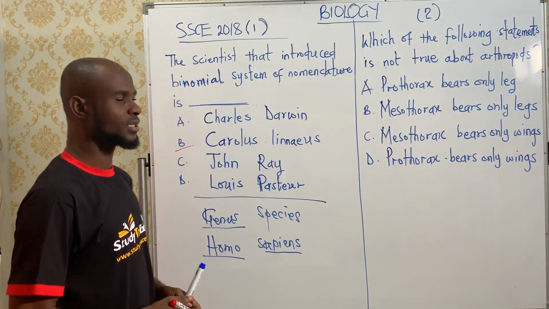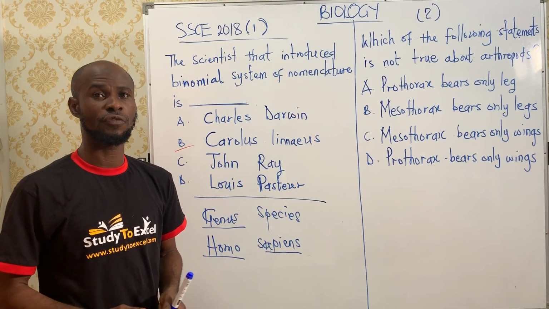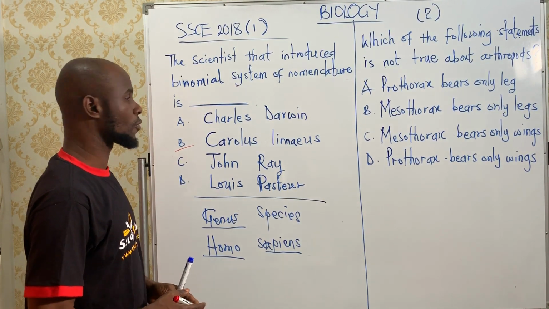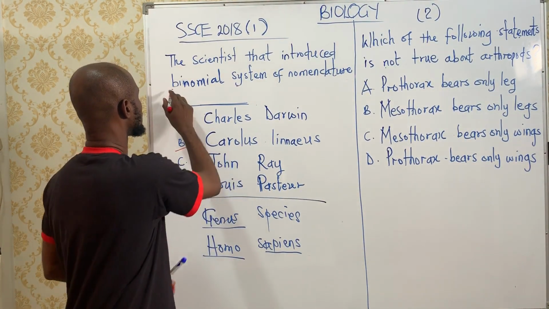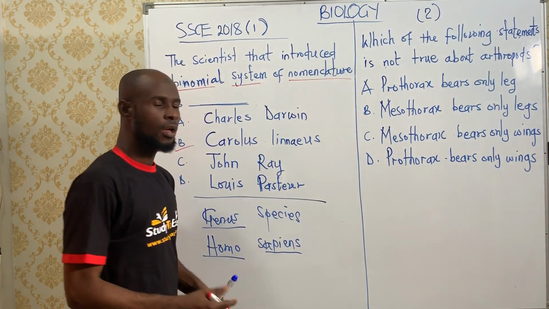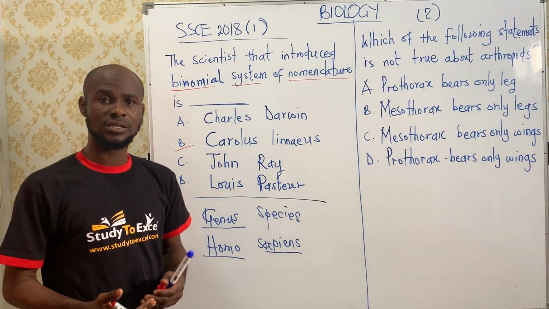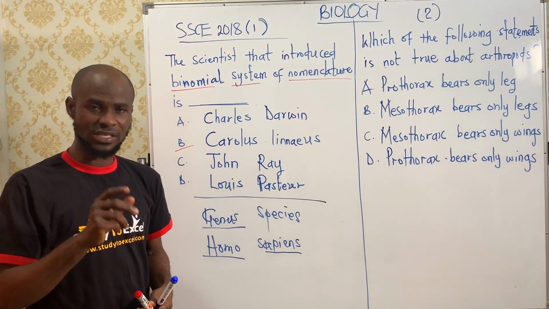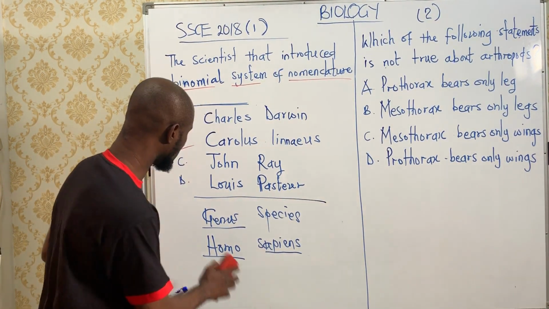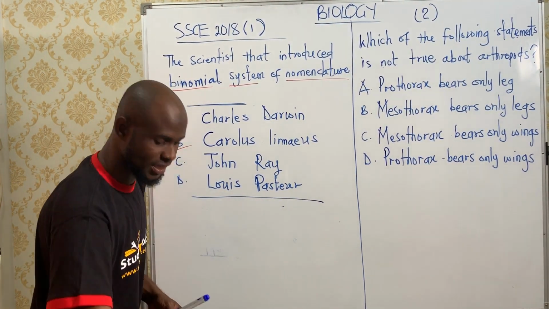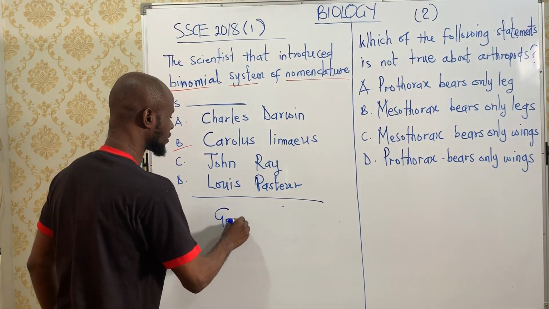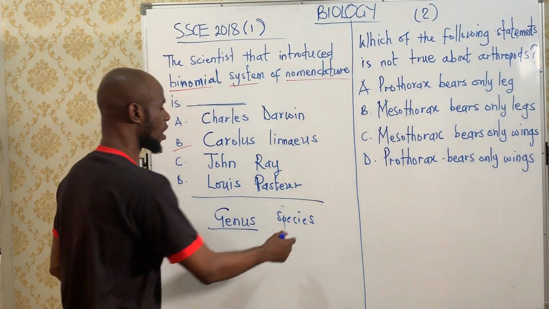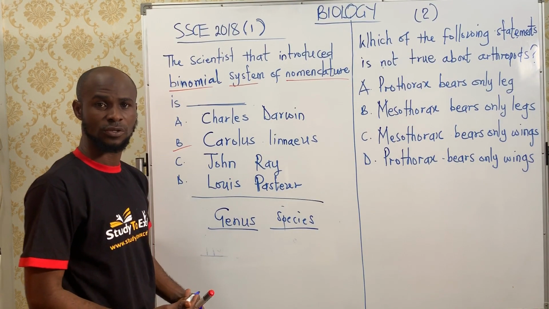Charles Darwin is the scientist that propounded the theory of evolution after the scientist Jean Lamarck. Carolus Linnaeus is the scientist that propounded the binomial system of nomenclature. Binomial system of nomenclature is the giving of an organism two names. The first name is called the genus, while the second name is called the species. Genus is the generic name, while the species is the specific name of that particular organism.